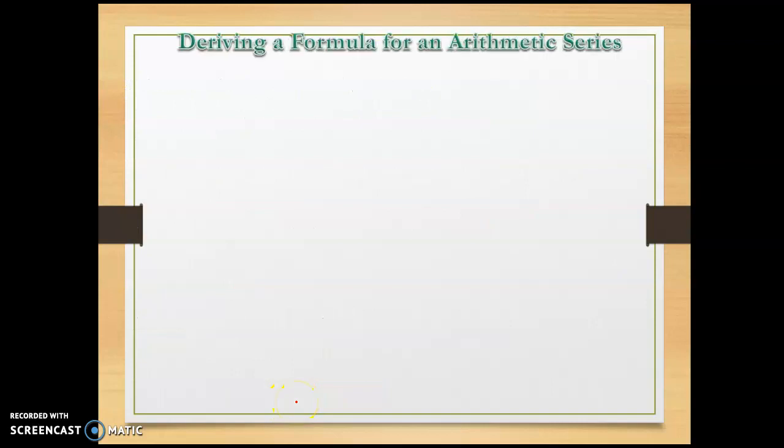Okay, so let's derive a formula for an arithmetic series. Solve a simpler problem. Consider a stack of 6 rows of cans. So 1, 2, 3, 4, 5, 1 plus 2 plus 3 plus 4 plus 5 plus 6, which is equal to 21.